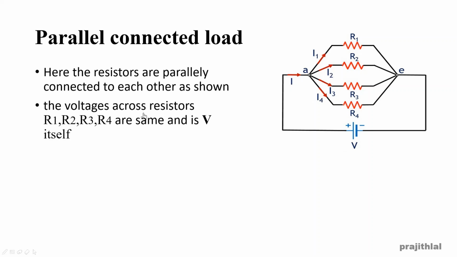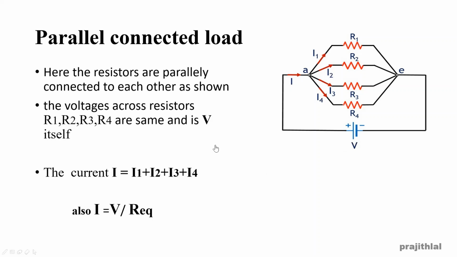The voltage across resistors R1, R2, R3, R4 is the same, and that voltage is the supplied voltage. As you can see, here we are supplying the voltage V, and the positive is going to this terminal and the negative is going to this terminal. So four loads draw the power from these two points. So the voltage across these is equal, and that is the supplied voltage.